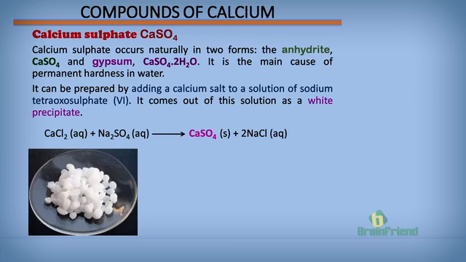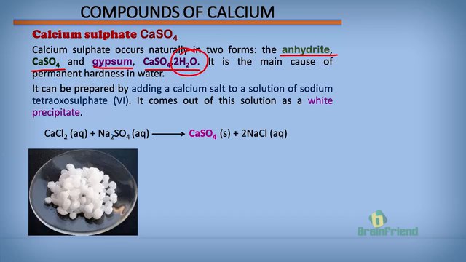Next we'll be looking at is calcium sulfate. Now, calcium sulfate occurs naturally in two forms. We have the anhydrous one, that is the one that occurs in its powdery or dry form, and then we have the one that occurs with molecules of water in it. So we have the anhydrite, which is what? The normal calcium sulfate, and we have gypsum, which is calcium sulfate dihydrate. Of course, we can see that it contains 2 molecules of water.